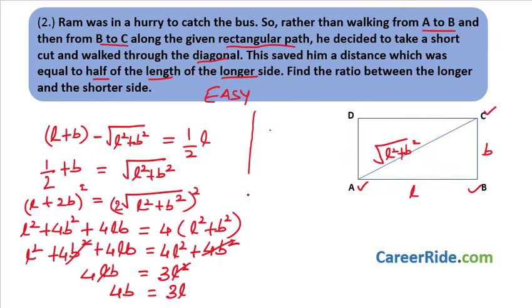What is the relation between the longer side and the shorter side now? L upon B is equal to 4 upon 3. So, L is to B is equal to 4 is to 3. Isn't it simple? This is quite an easy question to solve, right? Let's move on to the next one.